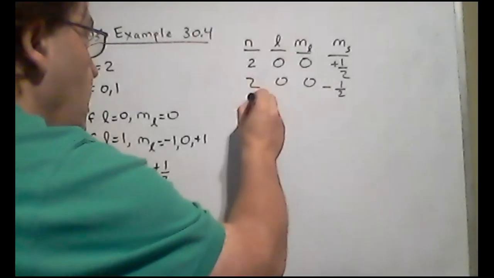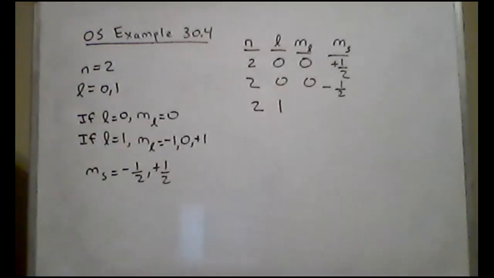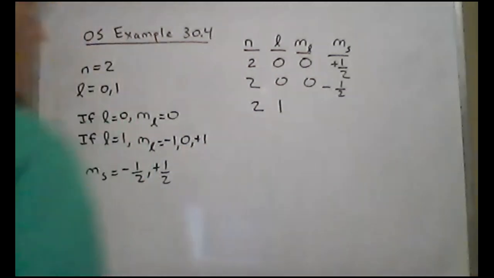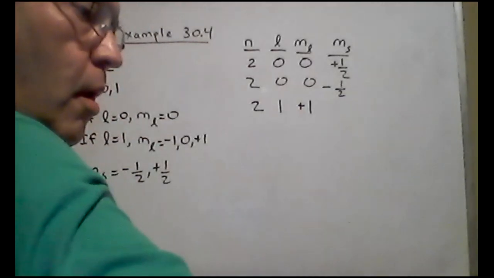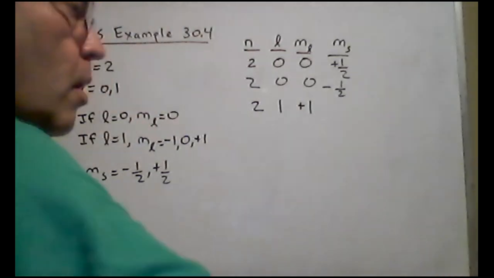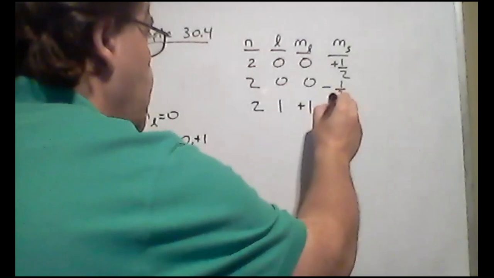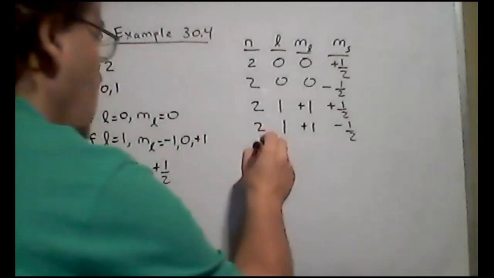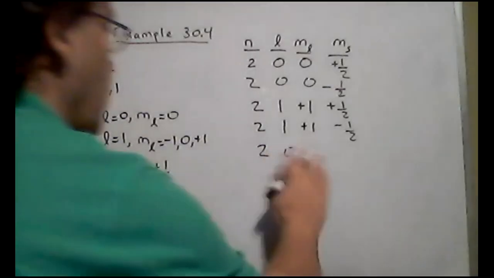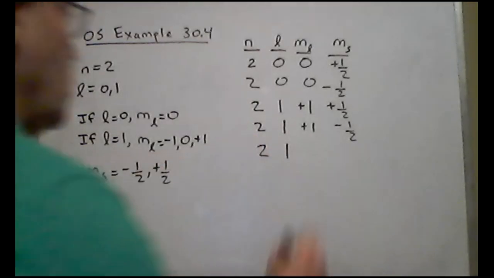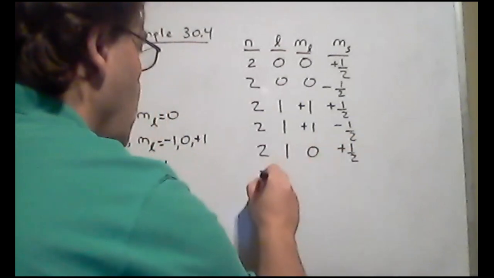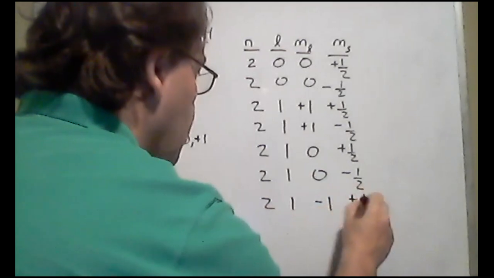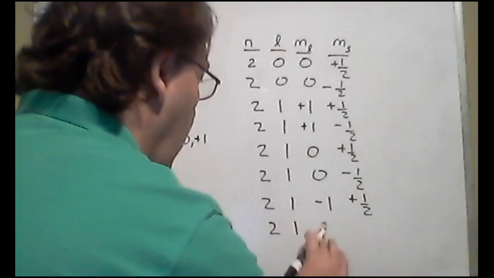So now we look at the case again. We're still talking about an N equals 2 shell. Now we let L be 1. If L is 1, the possible values of M sub L are -1, 0, or +1. Let's consider the case of +1. I always have two spins: 2, 1, +1, +1/2, and 2, 1, +1, -1/2. L is still 1, and M sub L can be 0: 2, 1, 0, +1/2, and 2, 1, 0, -1/2. Or M sub L can be -1: 2, 1, -1, +1/2, or 2, 1, -1, -1/2.